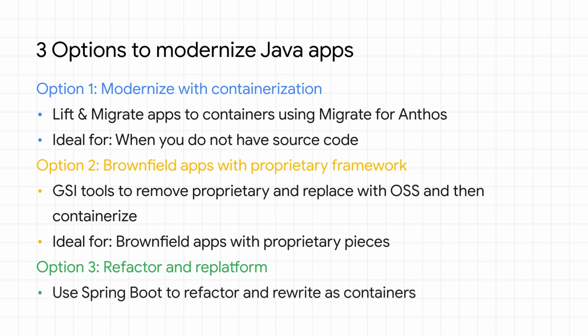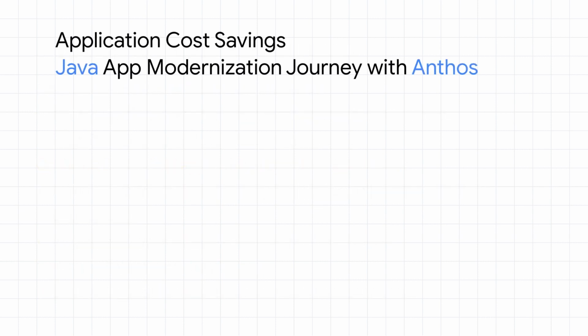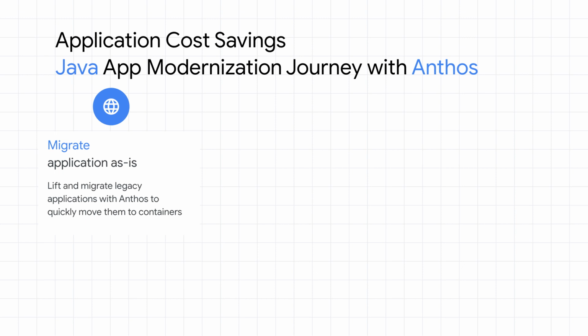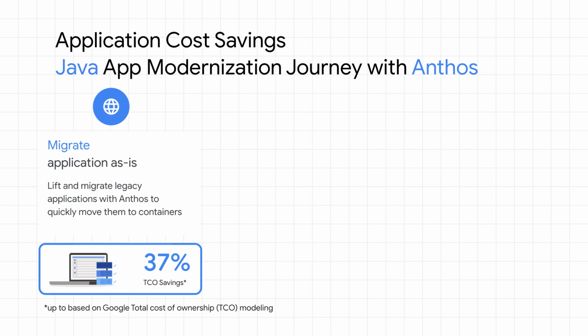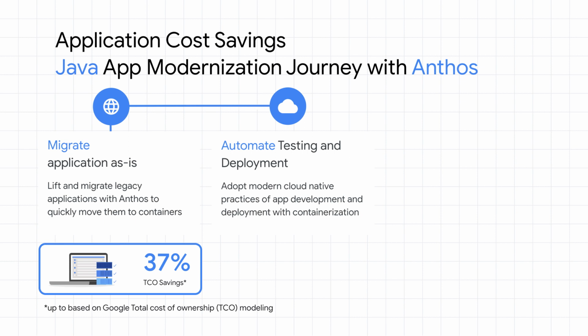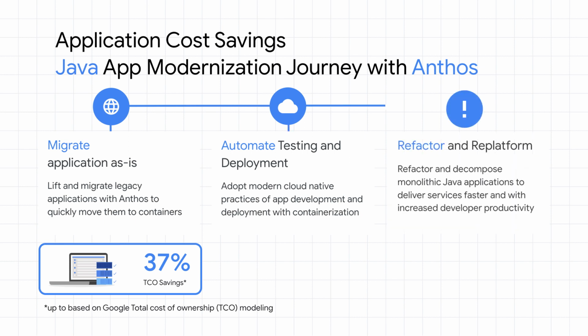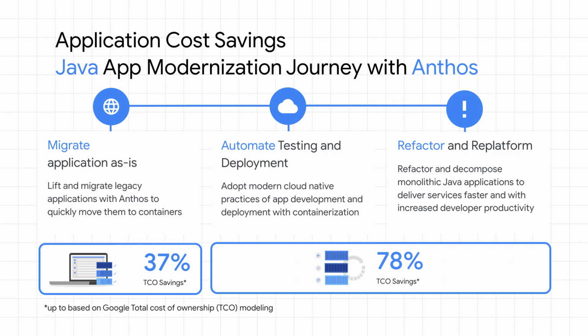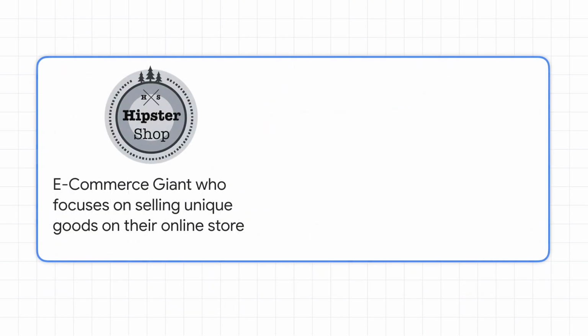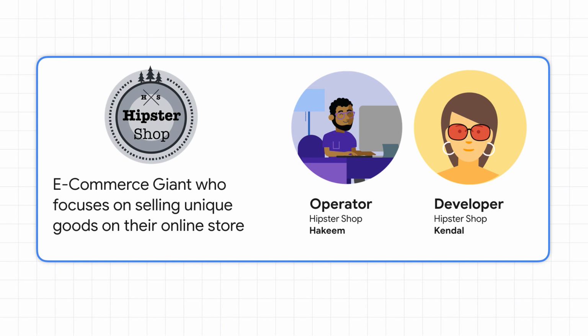At Google Cloud, we have identified a few different solutions to address the pain points, and today we will be showing a demo of option number one, modernize with containerization. When you onboard a Java application to a container with Anthos and automate the development process with a software pipeline, you see a 37% TCO savings instantly. Furthermore, by automating testing and refactoring the application, one starts to see an additional 78% in TCO savings. First, let me provide you with a few anecdotes so that the demo resonates better with you.